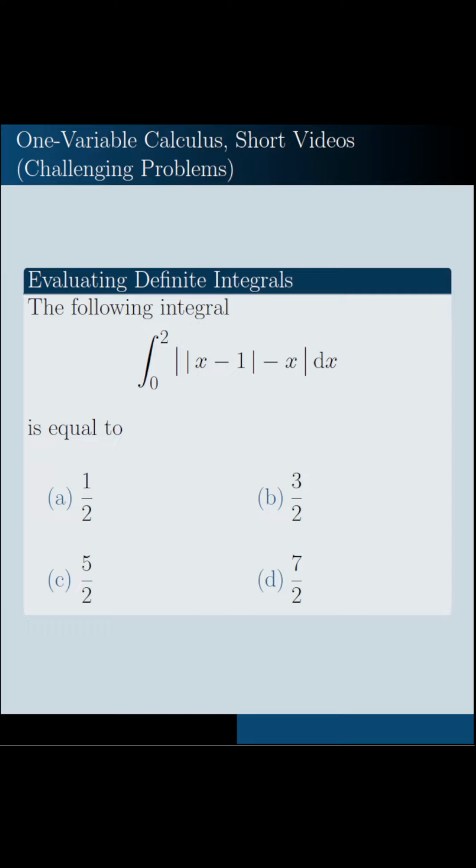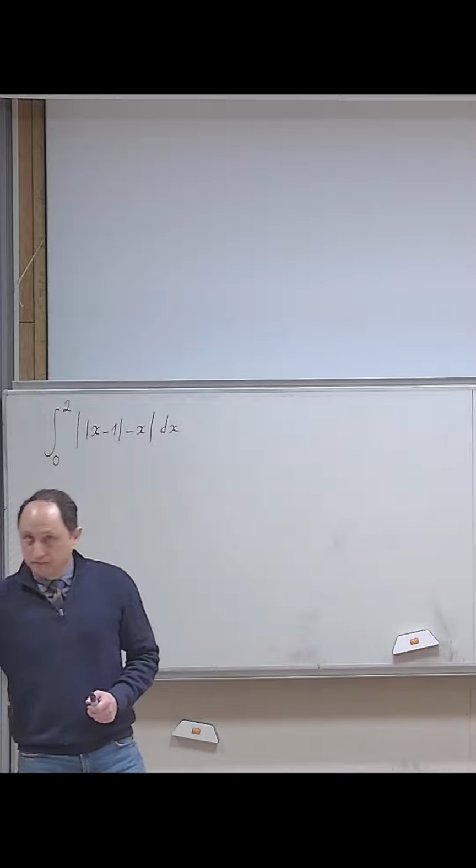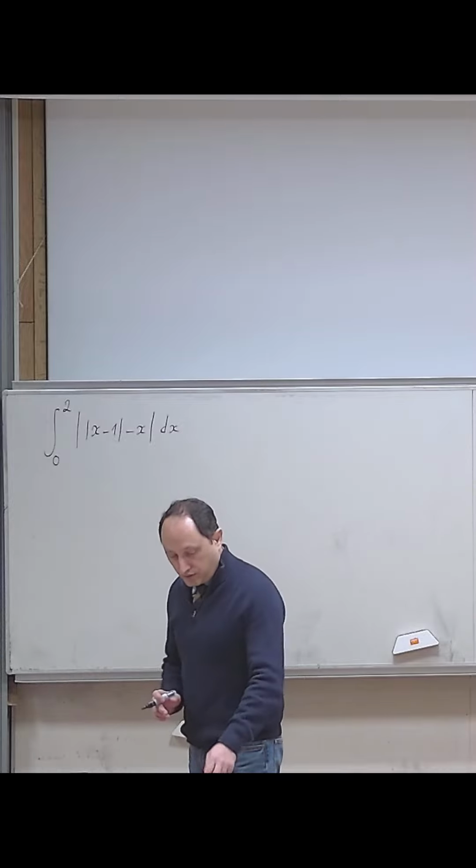Hello, in this short video we are going to solve the following challenging problem on the topic of evaluating definite integrals. The following integral from 0 to 2 of the absolute value of the absolute value of x minus 1, minus x, is equal to? Pause the video at this point and give it a try to see which one of the following options is the correct answer to the problem. Okay, so let us now solve the problem.